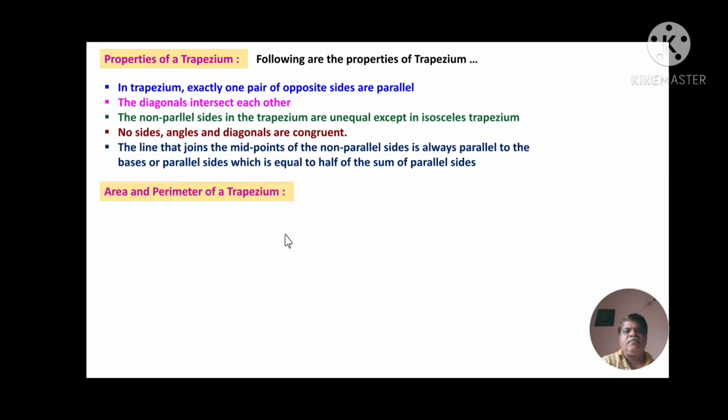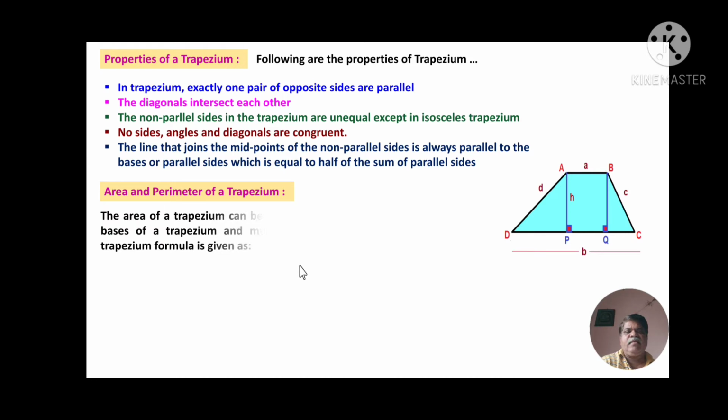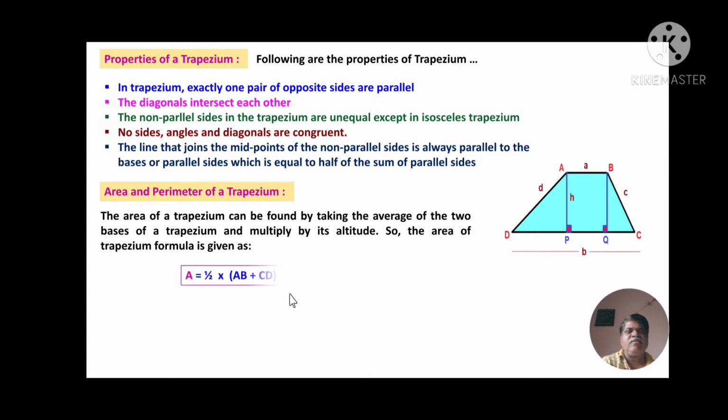Area of the trapezium and perimeter of the trapezium. In the adjoining figure, trapezium ABCD is shown. The area of the trapezium can be found by taking the average of the 2 bases of a trapezium and multiplying by its altitude. So the area formula can be given as A is equal to half into (AB plus CD) into AP. Here AB and CD are the parallel sides in the adjoining figure. So we will substitute the values: A is equal to half into (a plus b) into h, where h is the height. Here AP is the height.